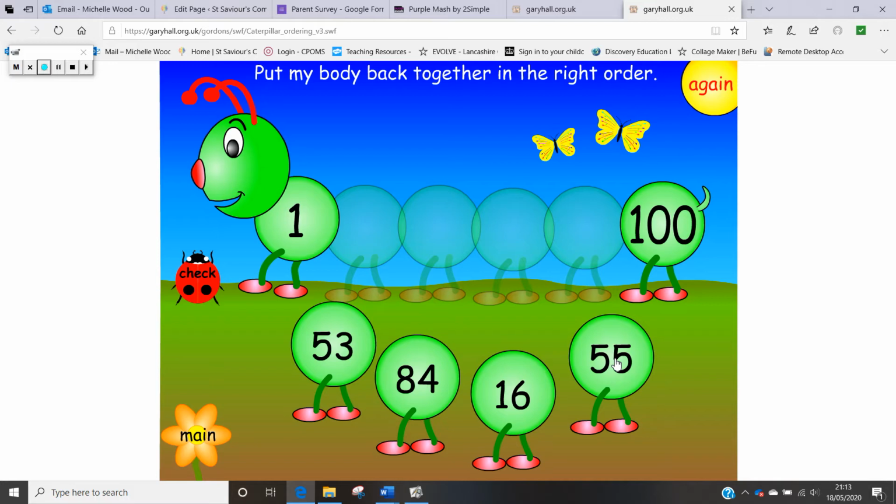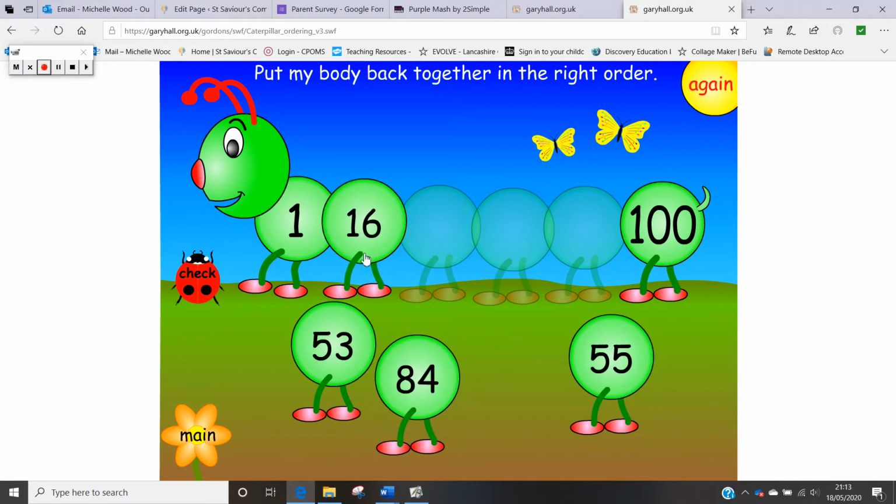Okay, welcome back, Bumblebees. So, have you managed to look at the tens column? Because here we've got 5 tens, here we've got 8 tens, here we've got 1 ten, and here we've got 5 tens. So I know the smallest amount of tens in all those circles is 1. So that means my number 16 must come first. So I need to look at the rest of my caterpillar this time. So now I've got 5 tens, 8 tens, and 5 tens.